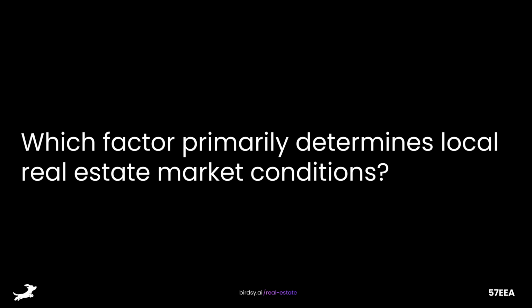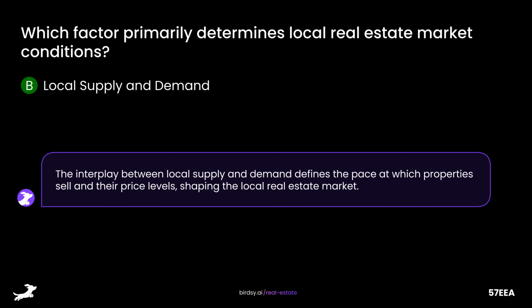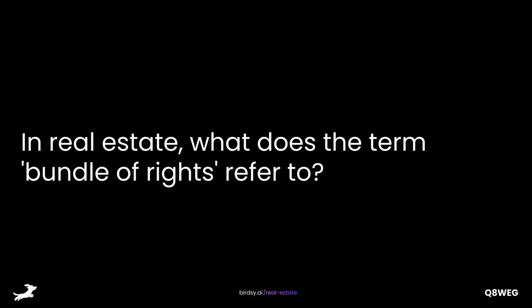Which factor primarily determines local real estate market conditions? Is it A, national interest rates, B, local supply and demand, C, zoning laws, or D, government subsidies? The answer is B, local supply and demand. The interplay between local supply and demand defines the pace at which properties sell and their price levels, shaping the local real estate market.